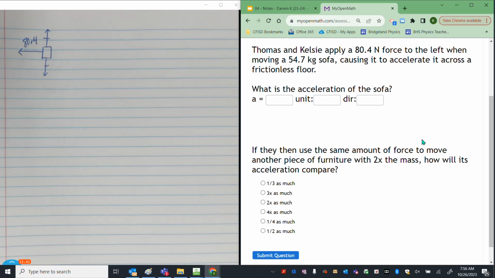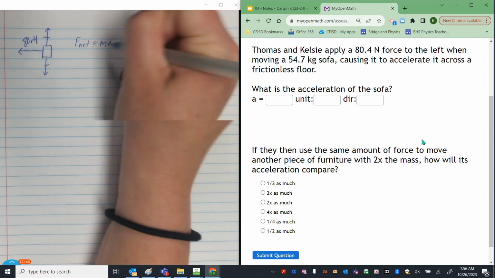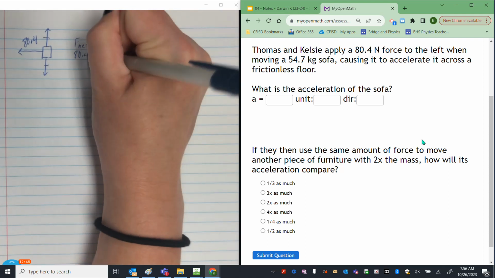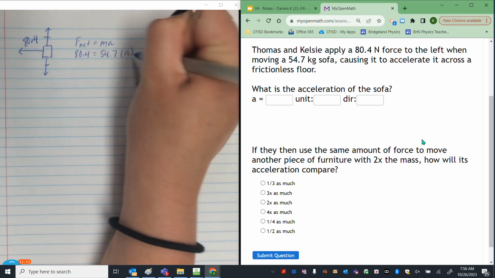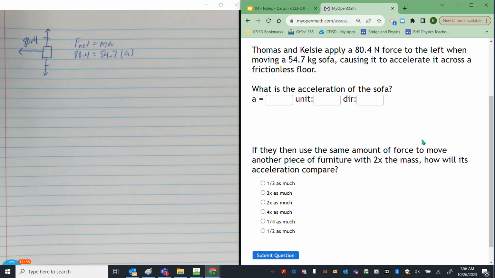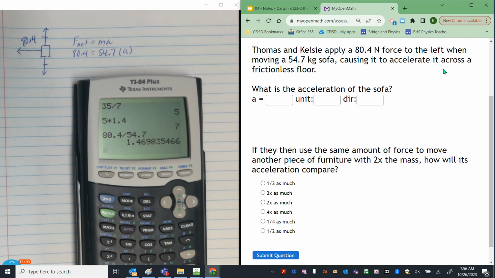I have the mass there, and I can just go F net equals ma, with my net force being 80.4 and the mass being 54.7. I can solve for acceleration. 80.4 divided by 54.7 gives me 1.47 meters per second squared. And again, the direction is to the left. It's in the same direction as the net force.